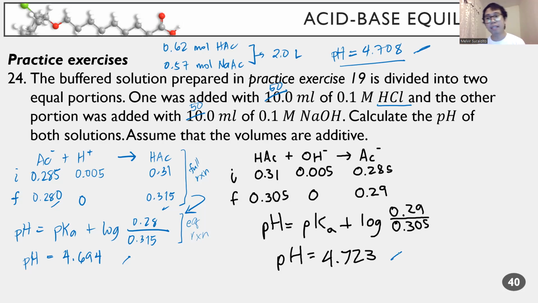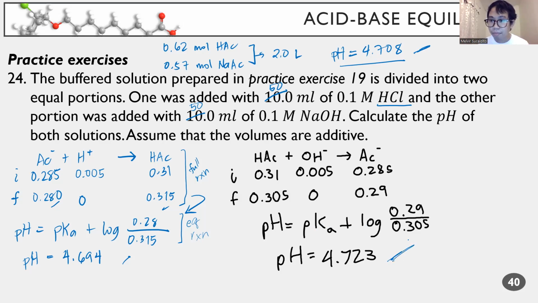Yes, pero very common pa rin naman yun. I mean, there's still really that tendency na mag-increase or mag-decrease. But if you'll notice, when you add this HCl, nag-decrease, but very slightly yung pH. When you add sodium hydroxide, the pH also increased, but very slightly lang din. That's how buffers work. Okay? And this is correct.